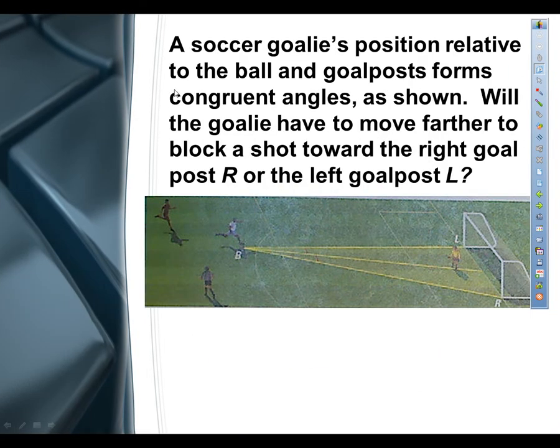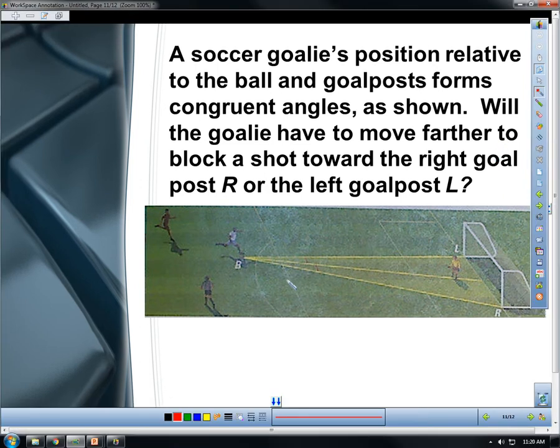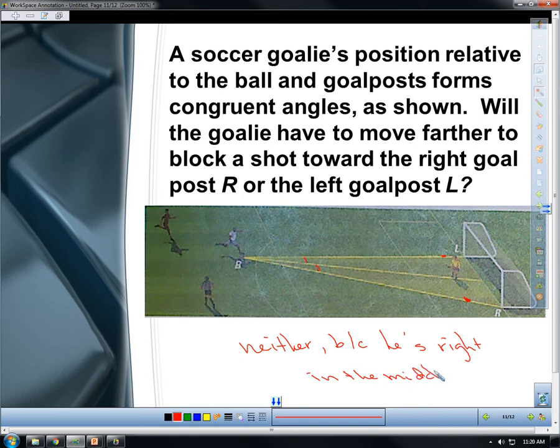Alright, so we have a soccer goalie as shown. Will the goalie have to move further to block a shot towards the right or the left goalpost? And what our answer is, if he's equidistant from here to here, and these two angles are equal, it's neither, because he's right in the middle. He's on that angle bisector. Okay?